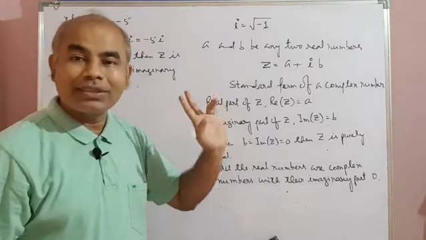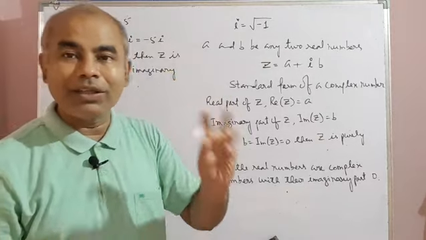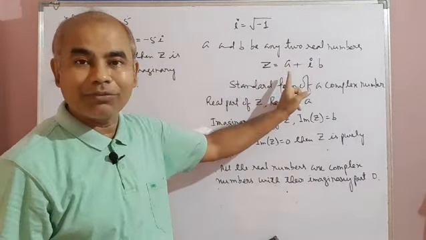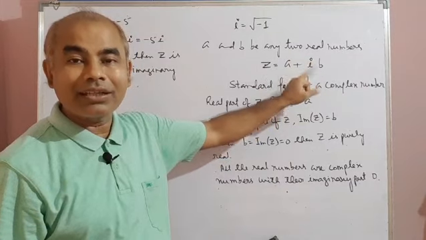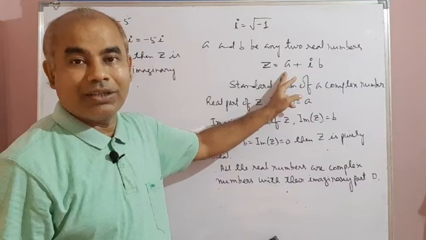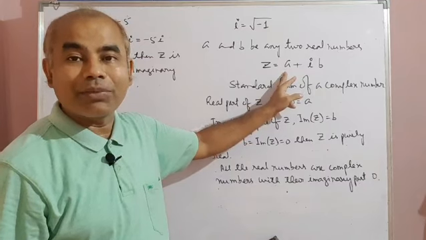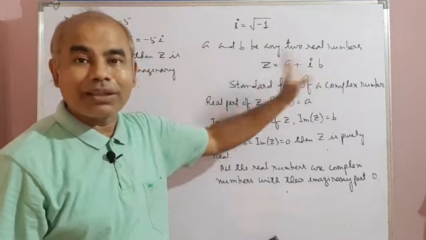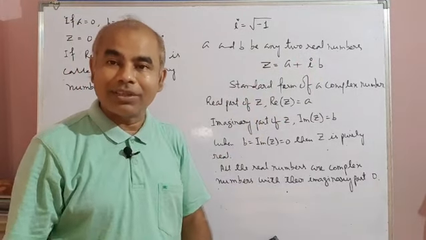So this is the basic introduction of a complex number, and a complex number is always like that. There are two real numbers connected with every complex number. One is usually denoted by a, which is not multiplied by i, that is called its real part. Another number is b, which is multiplied by i, it is the imaginary part.